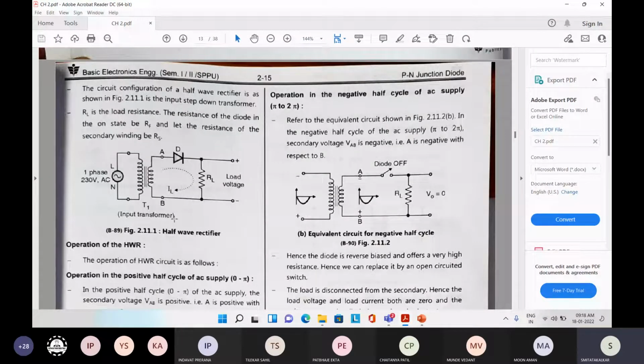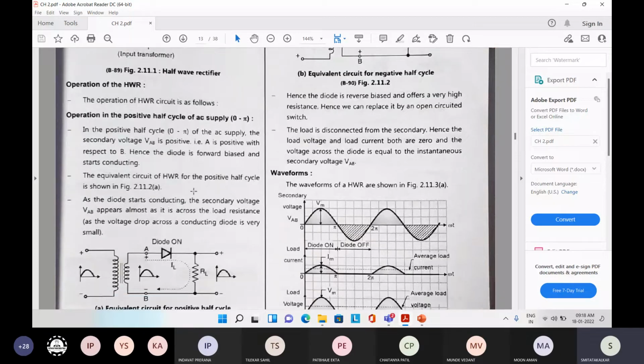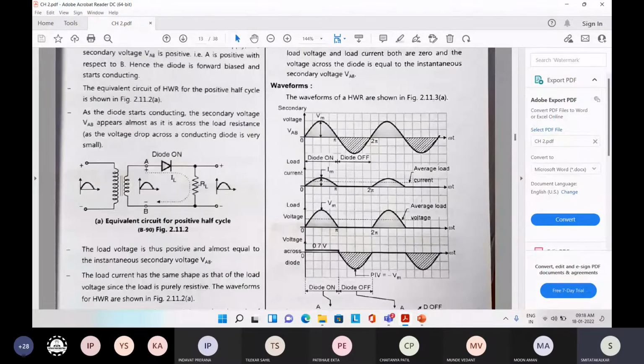In a positive half cycle, the diode is connected to the single phase 230 volt supply. Then the diode conducts in the positive half cycle, which is forward bias. It requires 0.7 volt for conduction. Then the current flows through the whole circuit, and the half wave rectifier generates a single positive half cycle at the output side. This is okay in a positive half cycle.